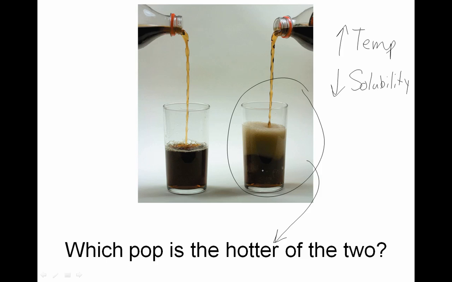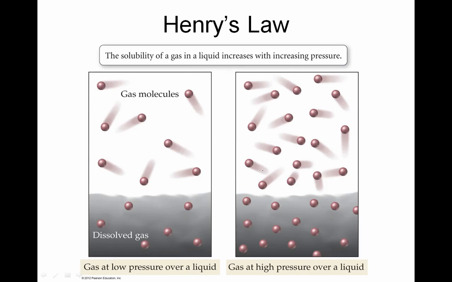Because if you decrease the temperature, you're going to increase the solubility, and that carbonation that makes your pop taste good is going to remain in your drink instead of bubbling out. Alright, so this leads us to Henry's law. Henry's law is basically the idea that the solubility of a gas in a liquid increases with increasing pressure.